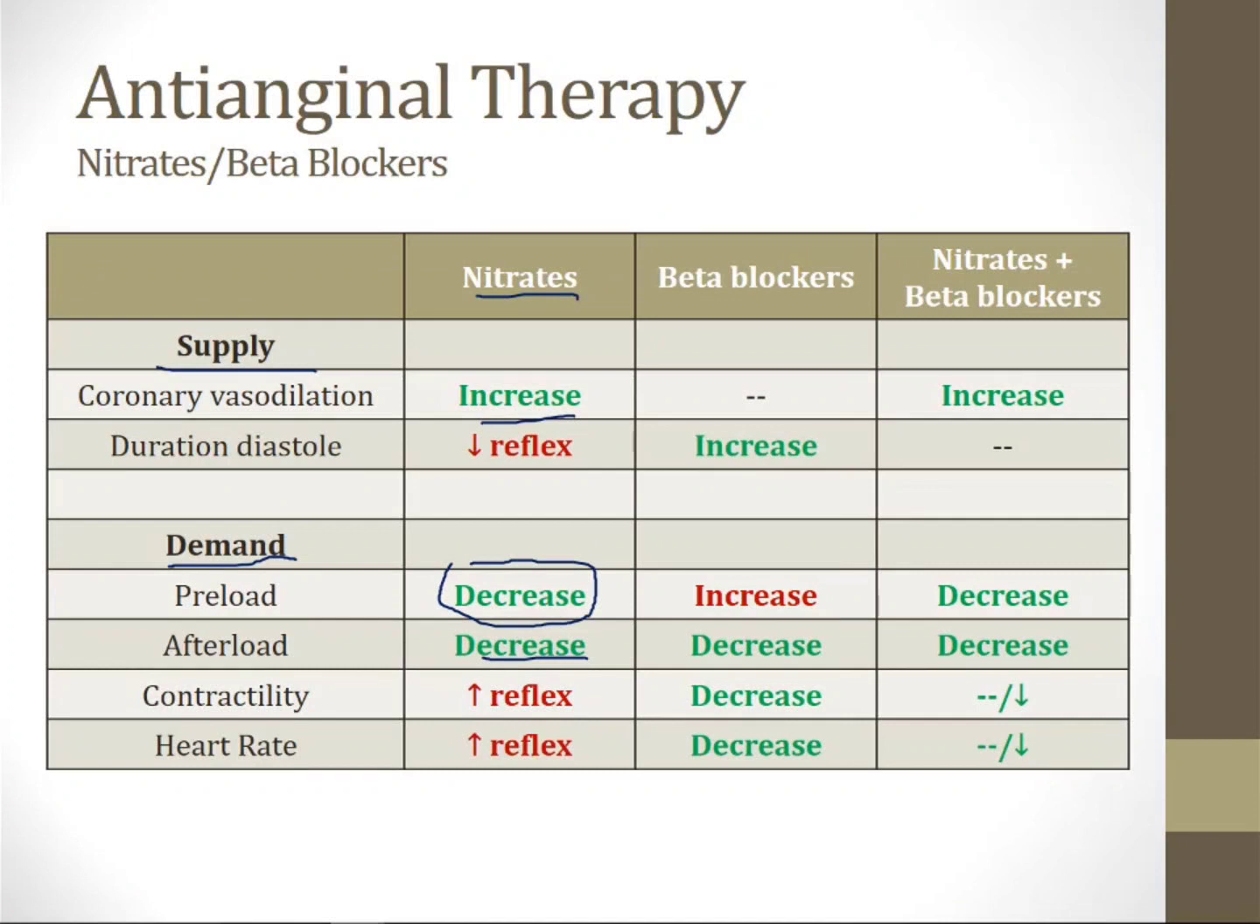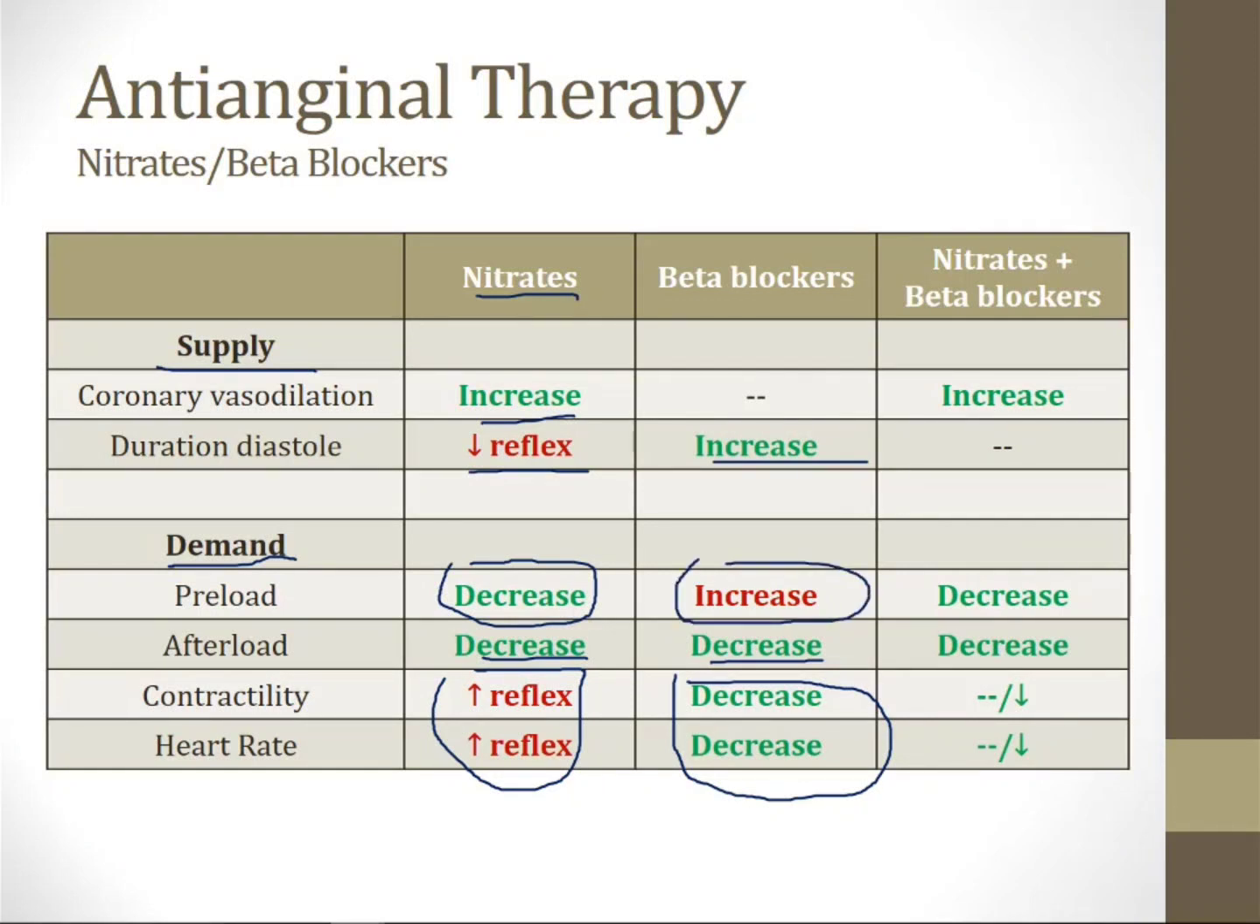green on the slide. All the negative effects of nitrates are from reflex activation of the sympathetic nervous system. So this will increase heart rate and contractility. This will also lower the duration of diastole by raising the heart rate. Beta blockers' major mechanism of benefit is to decrease heart rate and contractility, which is good. They will also lower the afterload, and they will also increase the duration of diastole. The negative effects of beta blockers come from the fact that by slowing the heart rate, they increase the filling time of the left ventricle, and therefore they slightly raise the preload.